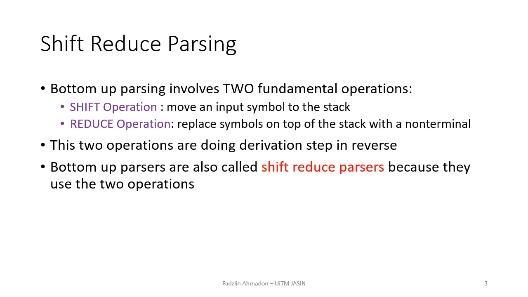It involves two operations. The first one is called the shift operation, where we move an input symbol to the stack. And the second operation is the reduce operation, where the symbols on top of the stack will be replaced with a non-terminal. These two operations are basically doing derivation steps in reverse, and because of these two operations, bottom-up parsers are also called Shift Reduce parsers. Bottom-up parsing is also called Shift Reduce parsing.